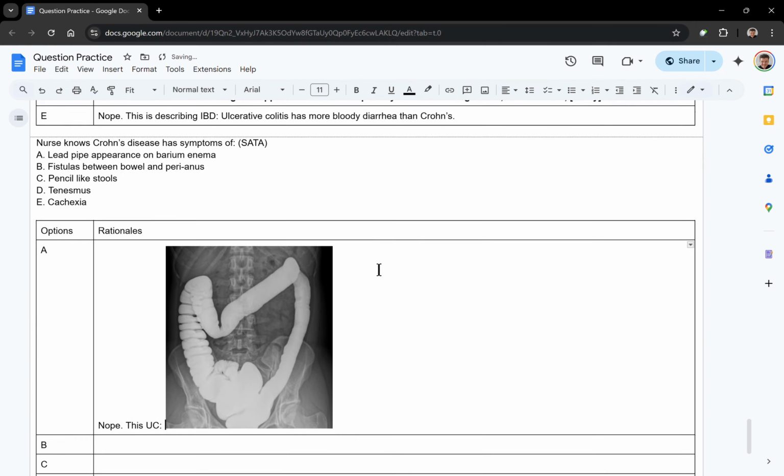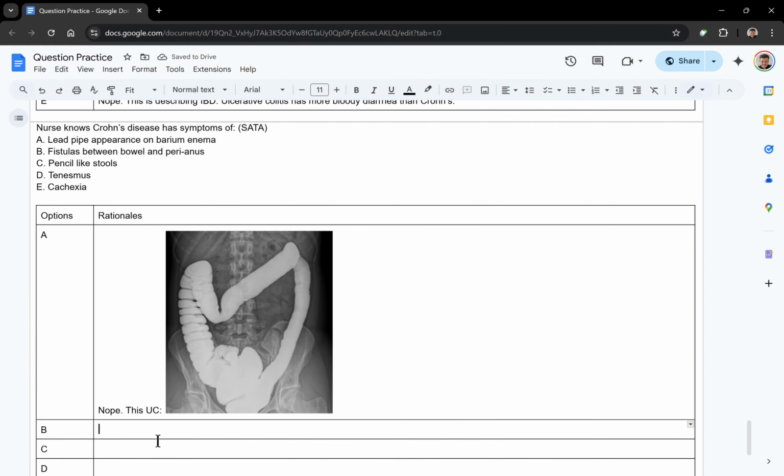All right, B, fistula between bowel and perineum. That's correct, right? Crohn's disease is known for fistulas. It's also rectal sparing, usually, but not the fistulas. Okay, what else has fistulas? Besides Crohn's disease, there are two disease processes we talked about that have fistulas.